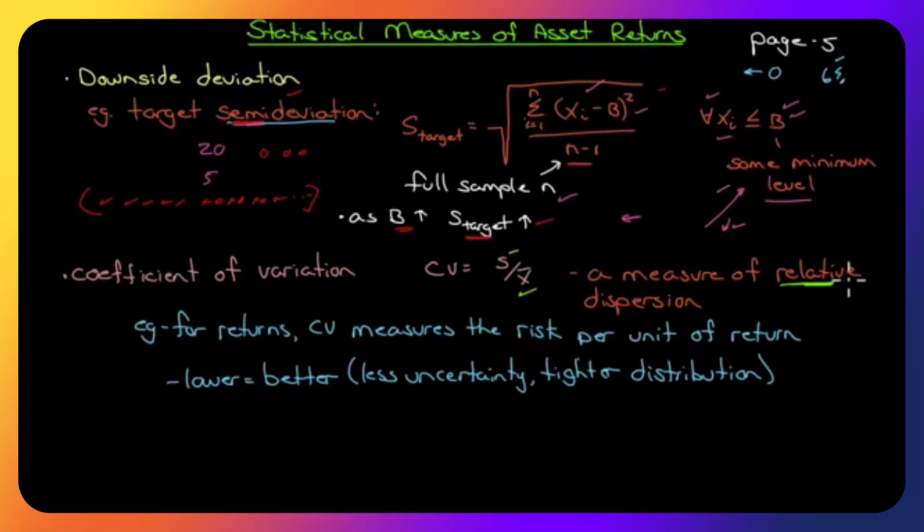So a measure of relative dispersion gives you an idea of the level of risk an investment has per unit of return, because there's our risk in the numerator, there's our return in the denominator, and our CV, our coefficient of variation, will give us a measure of how much risk we're taking on for each unit of return. Obviously, the lower is the better, right? So for returns, CV measures the risk per unit of return. The lower, the better, means that there's less uncertainty and a tighter distribution of your returns.